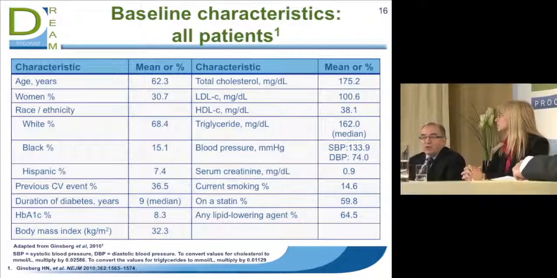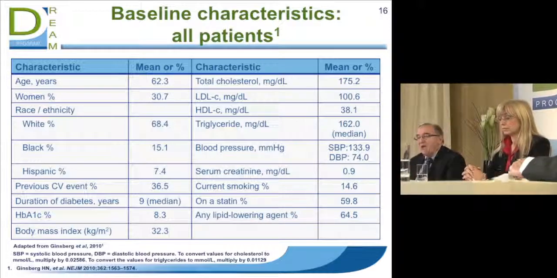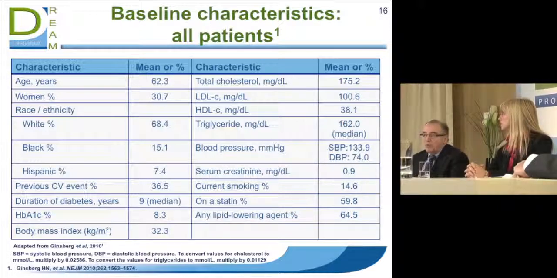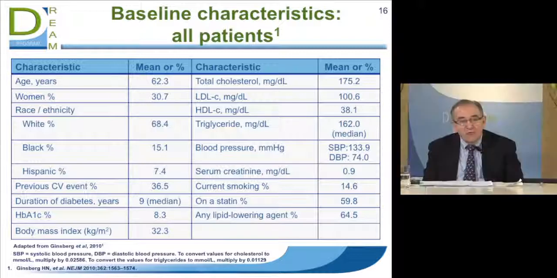It's of interest to look at the lipid levels. We did not try, for a number of reasons, to only study dyslipidemic diabetics. We enrolled across the entire range of the population with diabetes. LDL cholesterol at baseline was about 100 because 60% were on statin, and then HDL was low, but triglycerides were only a little bit above average.